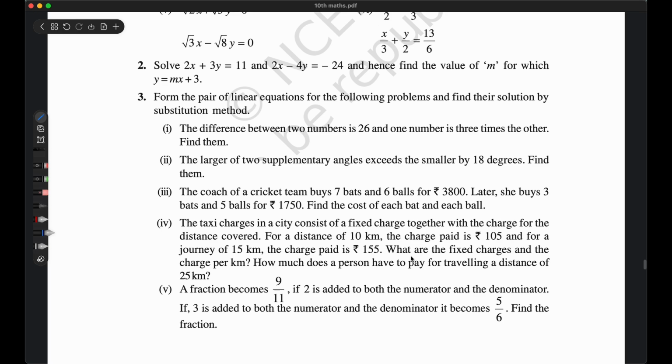Hello everyone, my name is Shyam Chauhan and in this lecture we are going to cover question number 3. Question number 3 is we have to form the linear equation from the statements given and then we have to find the solution by the substitution method.